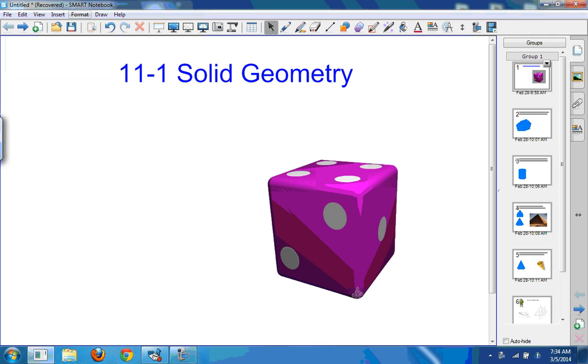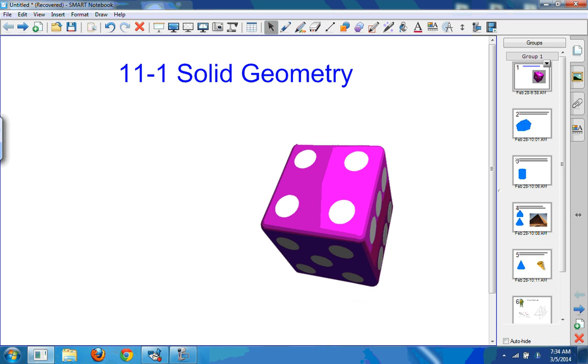In this section, we're going to look at solids in geometry. Before, we were looking at all two-dimensional shapes, so just the areas of flat shapes. And now we're going to start looking at volume. You can take a look at this cube here, this die, and imagine all the space that takes up the inside of it. Imagine filling that up with water. How much water could that fill up with? And that's volume.